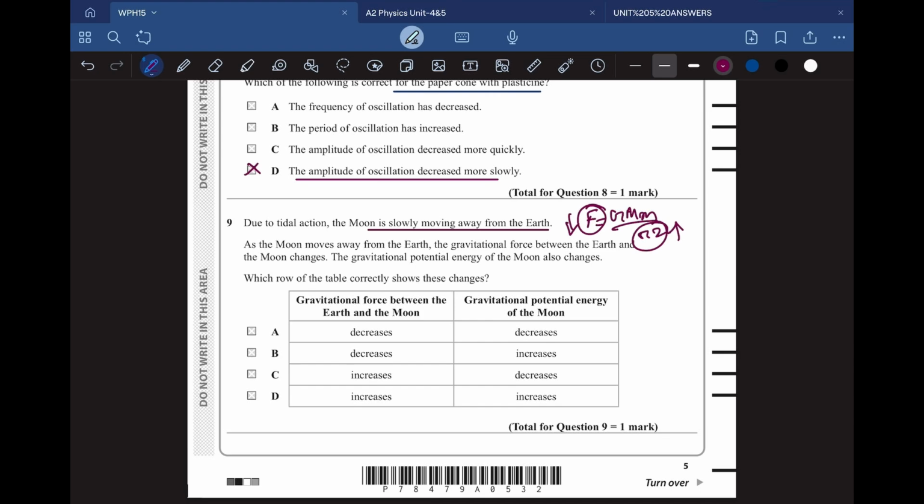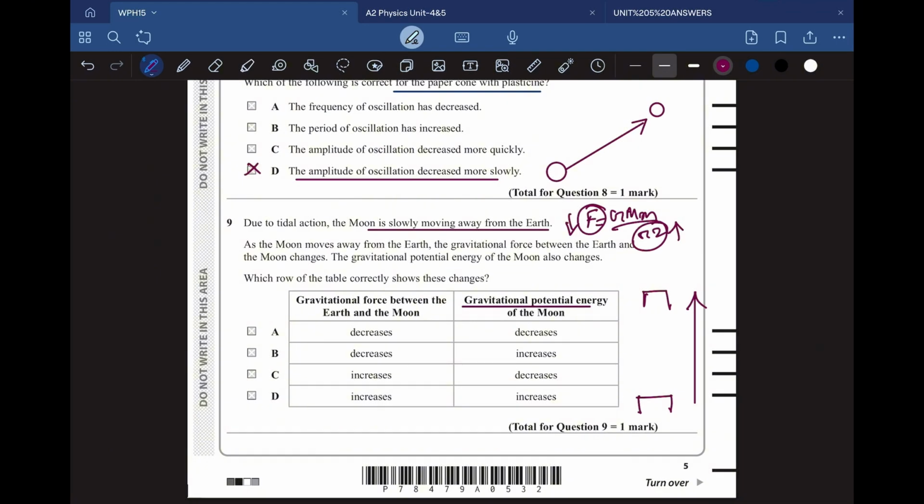The next part is about the gravitational potential energy. Now we know that the greater the separation between two particles, the greater the gravitational potential energy between them. If you move something away, the gravitational potential energy actually increases. Let's say you are on the first floor of your apartment, you have a certain gravitational potential energy. Now if you move to the fifth floor, your gravitational potential energy increases even more because the height has increased, right? The greater the height, the greater the gravitational potential energy.